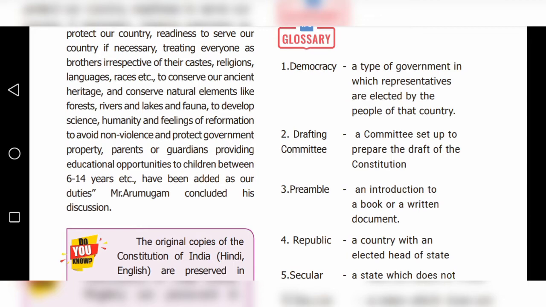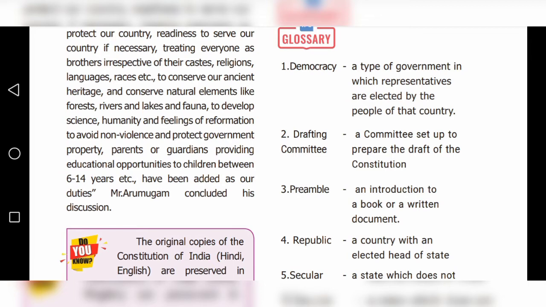And protect government property. We should protect our government property. What are government properties, children? Common things. For example, government buses, government buildings, and so many things. Rivers also are common. So these are all government properties. So we should protect our government properties.